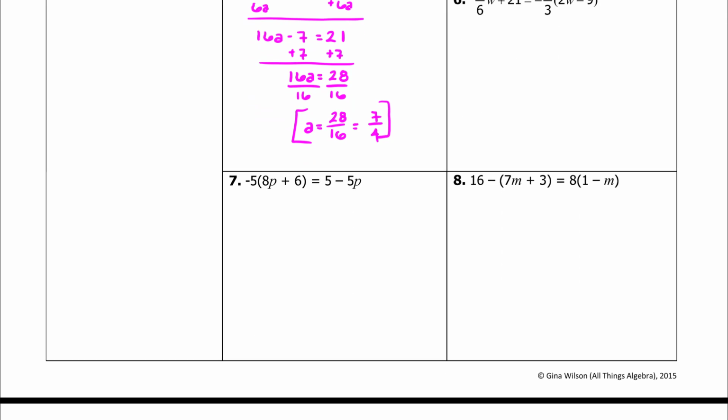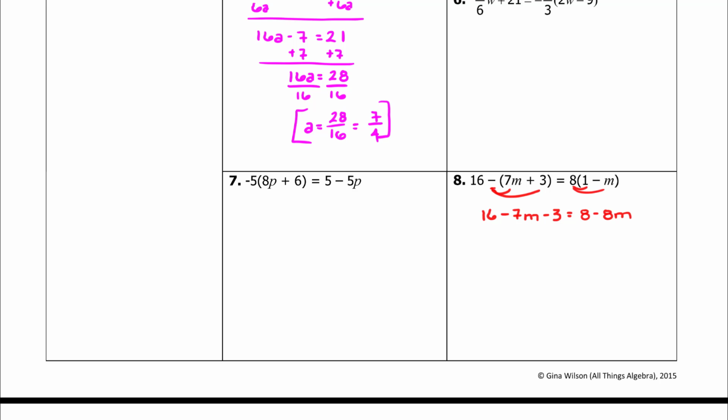We'll look at number 8. With number 8, the thing we want to be careful of is this negative sign in front of the parentheses, which means we're essentially distributing a negative 1 through the parentheses. So we can write this now as 16 minus 7m minus 3. We'll distribute the 8 through this set of parentheses.